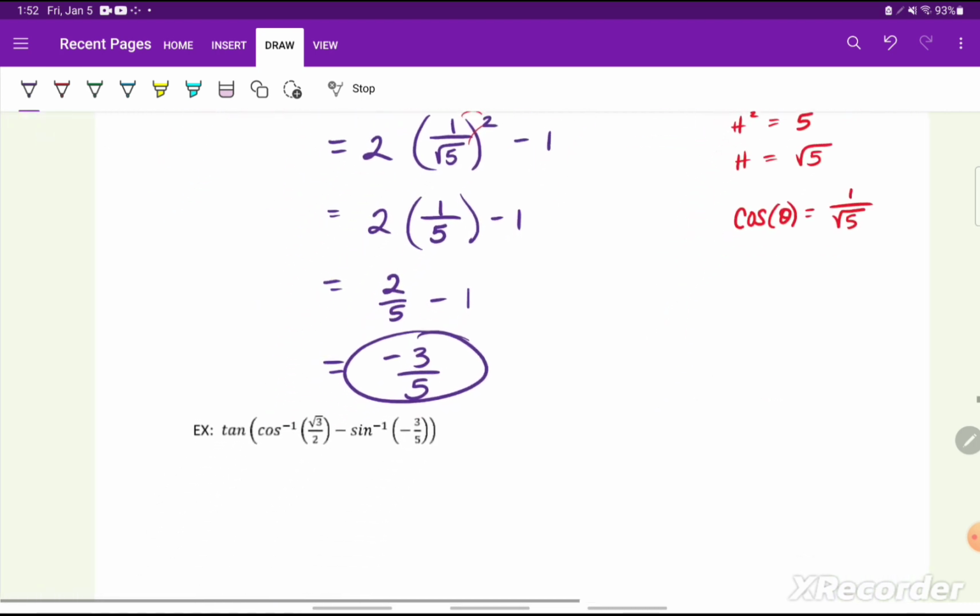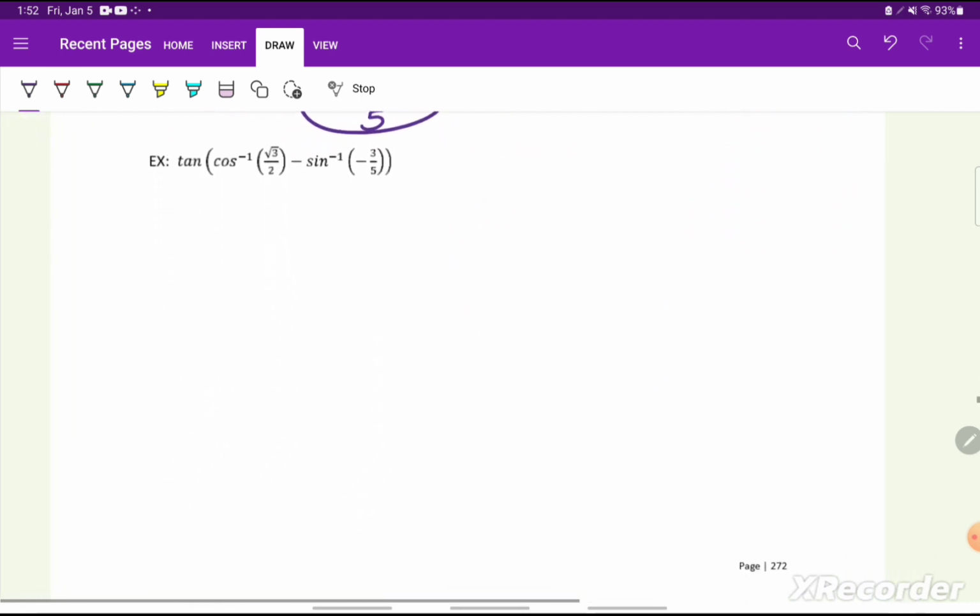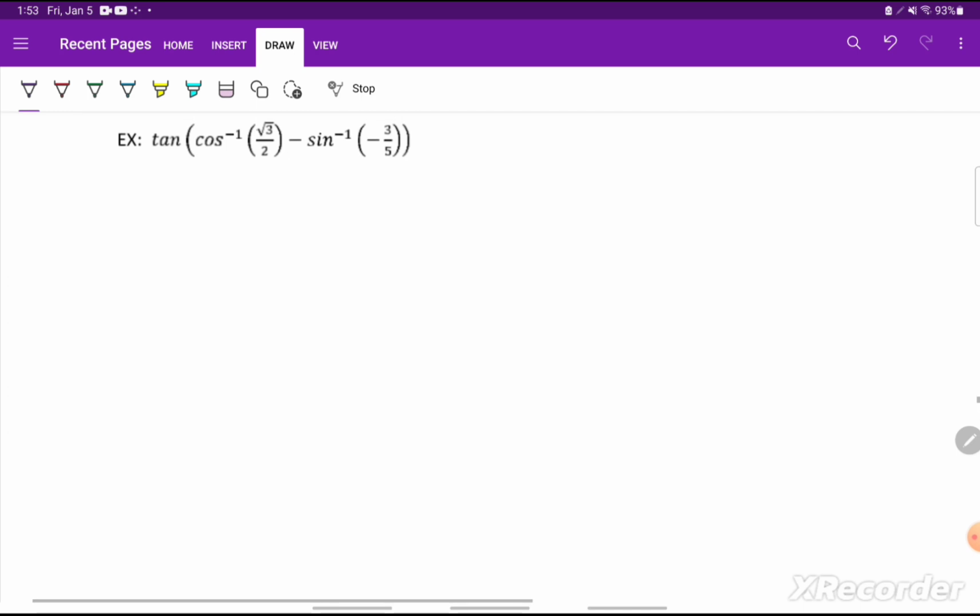Let's try another one. This time we want to find tangent of cosine inverse of square root of 3 over 2 minus sine inverse of negative 3/5. Each one of these inverse trig functions creates an angle for us. So we've got an angle alpha and beta.